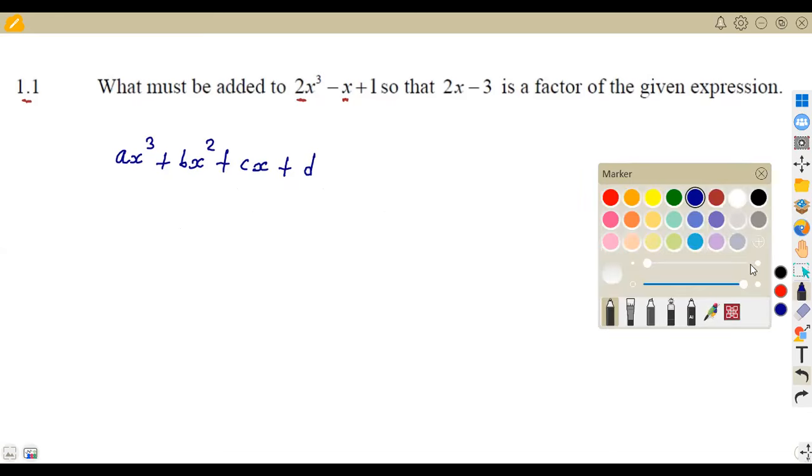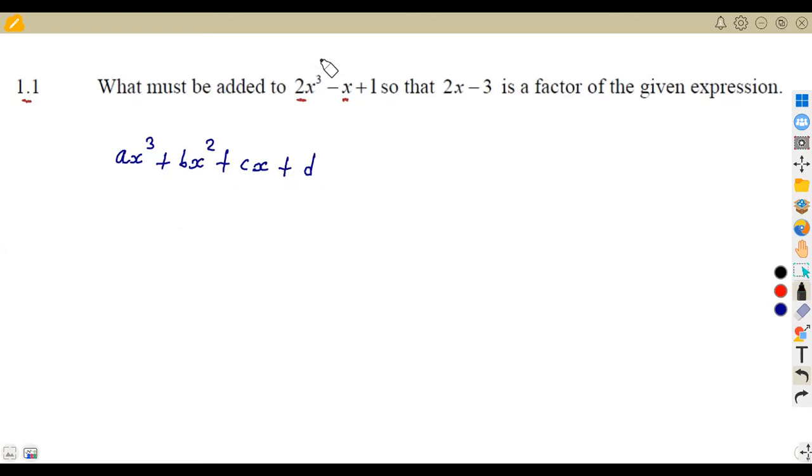But if we check this expression, we'll see that we have got x cubed, which is this part of ax cubed. But we do not have the part of x squared here. So the part that is missing is this one. We have got the part of x here, which is cx. One is a constant, which is same as d. D is a constant. So this part is there, this part is there, but the part having x squared is the one that is missing.